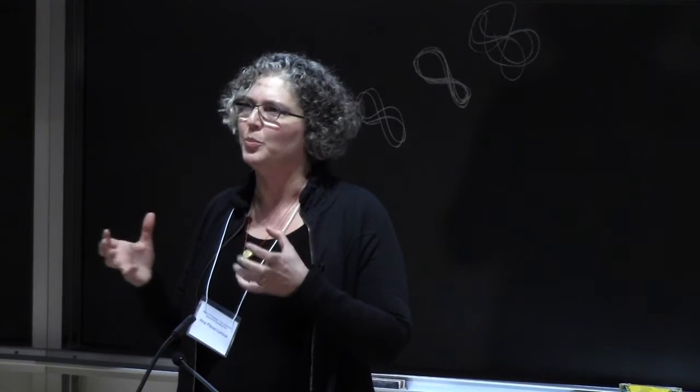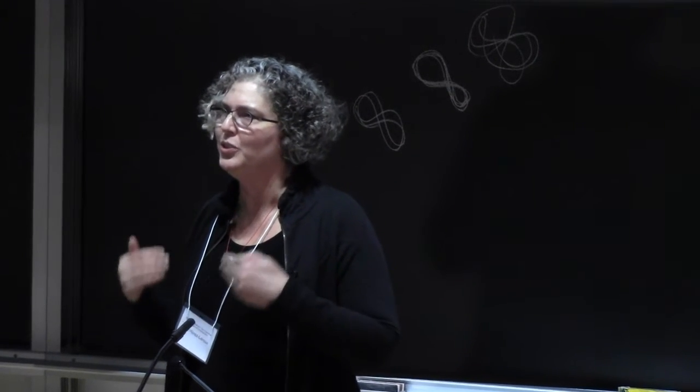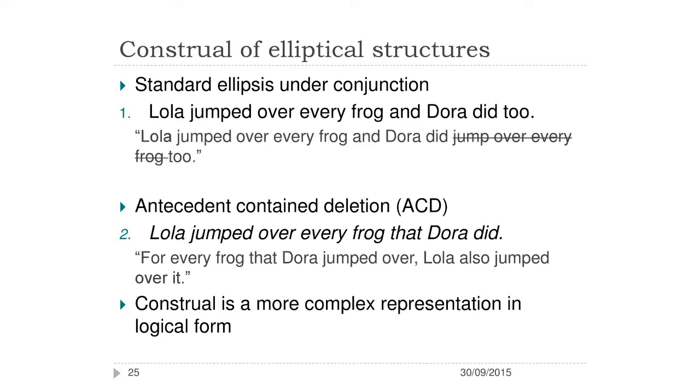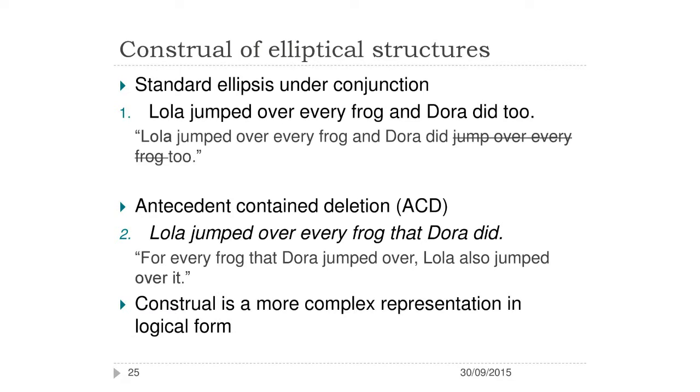So, now I'm going to give you something even more. So you see all these generalizations that make so much sense, they don't take us far enough. The minute you get your hands dirty in data, it becomes clear that they're insufficient. This is an even more striking fact. We know that you interpret things that are not overtly realized. So if I say, Lola jumped over every frog and Dora did too, and I ask you, what did Dora do? What would you say?